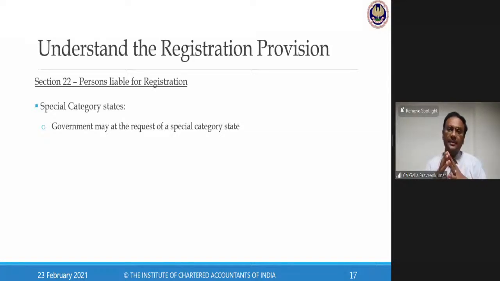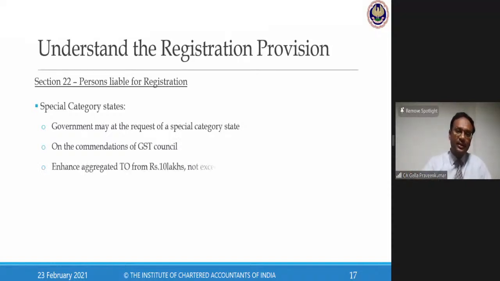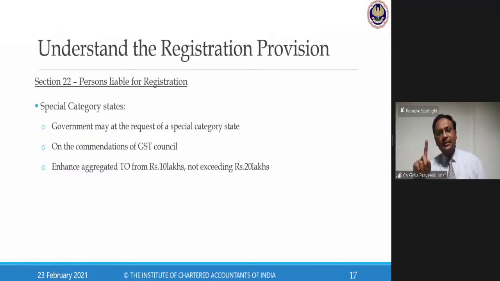Then section 22, special category states, they say, sir, you have given a threshold limit of 10 lakhs. What if I change my mind? I want to increase from 10 lakhs to 15 lakhs. My business people say, 10 lakhs is too less. Why don't you increase the limit? So they say under section 27, the government, at the request of special category state, on the recommendations of the council, that aggregate turnover can be enhanced from 10 lakhs up to a figure of 20 lakhs. So in case of a special category state, on the request of the government of that special category state, and also a recommendation from the GST council, that basic threshold of 10 lakhs can be expanded to 20 lakhs.